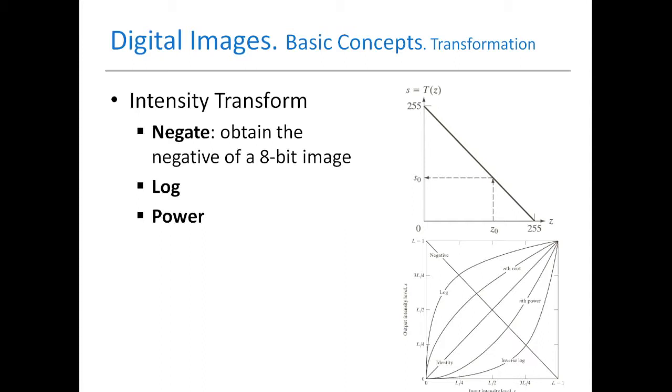There are a lot of transformations like this. One of the simplest is the negative transfer, where I change bright to dark and dark to bright. We also have log and power transformations. All these transformations usually look at the value of the pixel, and the transfer function makes the transformation to the target value. But there is another domain.